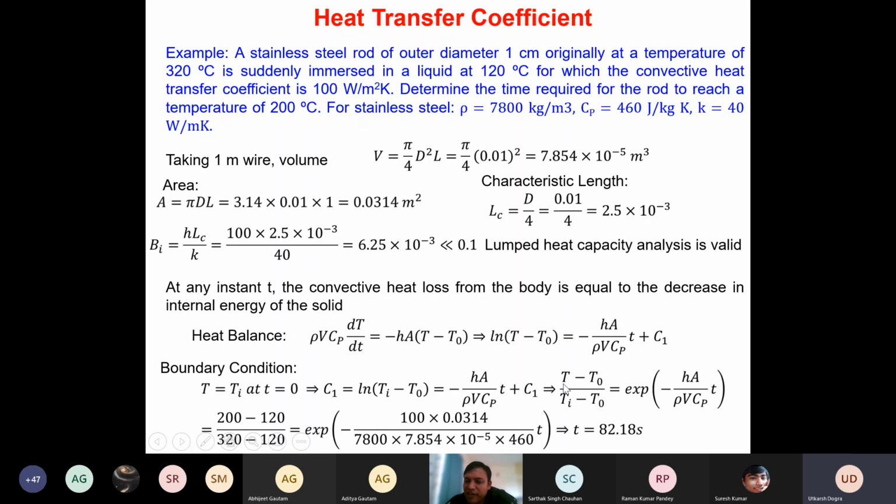We can rearrange this. After rearranging, (T minus T naught) divided by (Ti minus T naught) is given as exponential of minus hA divided by rho V Cp times t. This equation we have already derived earlier. I can put all the values here. The current temperature is 200 degrees Celsius, the temperature of the bath is 120, and the initial temperature is 320. We can calculate the time by putting all the values here, and the time comes around 82.18 seconds. Is it clear to everyone? Yes, sir.